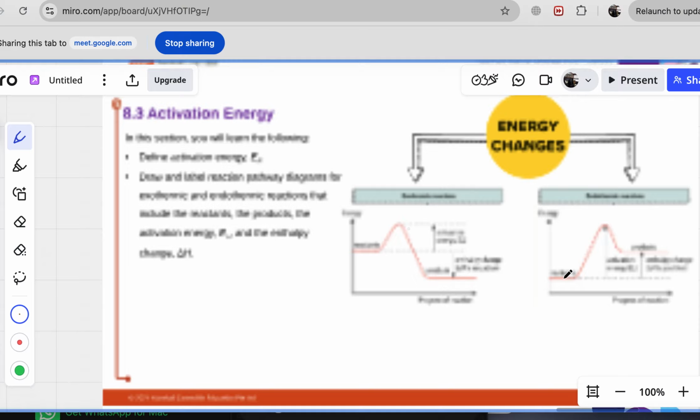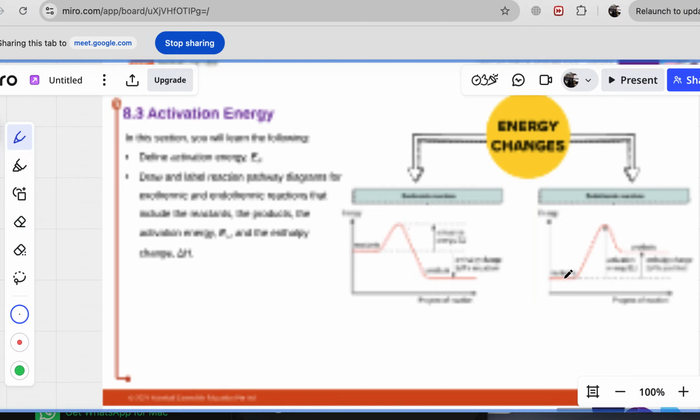Now here is the reaction pathway diagram for an exothermic reaction. Please don't confuse, you should know how to draw it. First of all, you draw a two-dimensional graph like this. You call this vertical side energy. You call this one progress of reaction, or reaction pathway. Then you draw the reactant here. The product must be lower for an exothermic reaction, so you bring the product level lower than that of the reactant.